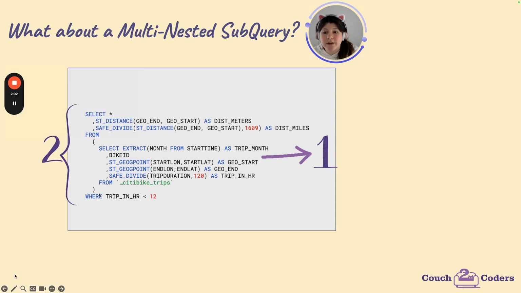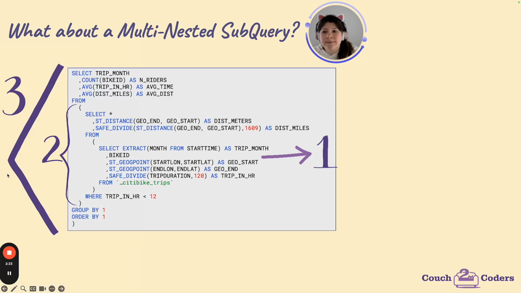Then we wrap this in our parentheses, and then we use this information and we say, okay, we're going to use our function stDistance using our end and our stop point to get the distance in meters. And then we'll convert that into miles. And we're going to select all the other columns that we have. And then we're also filtering where the trip hours are less than 12 as a way to clean our data.